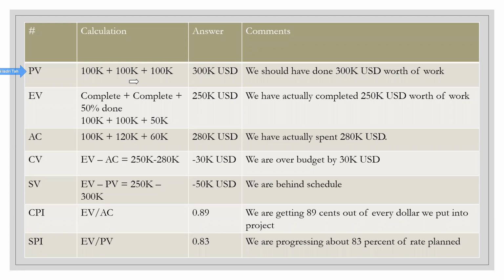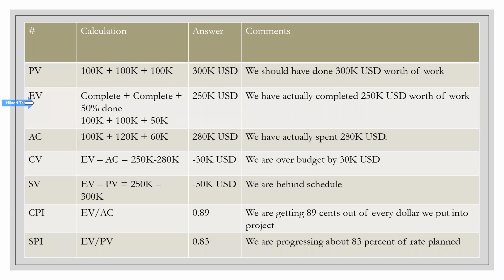So if I'm only going to calculate till the end of day 3, what is my planned, earned, and actual cost, my CPI, SPI, then first of all, I will look into what is the planned value till day 3, which is 100 plus 100 plus 100, 300K, right? So we should have done $300K worth of work by the end of day 3. Good. Now, what is earned value then?